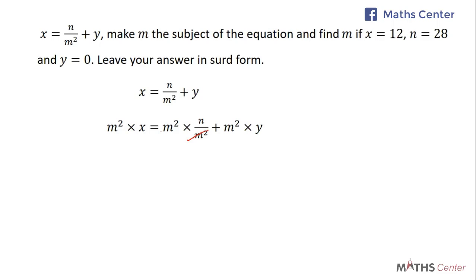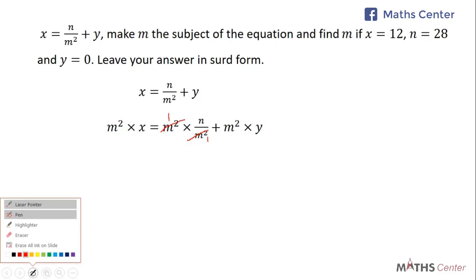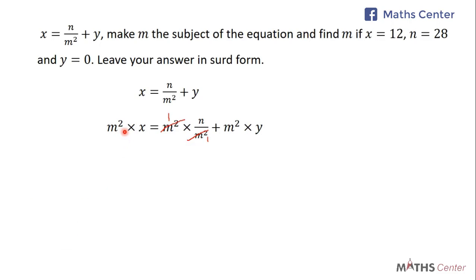So m squared will cancel m squared. So we have taken the fractions out of the equation. m squared will cancel itself here, one m squared cancels the other m squared. Okay, let's continue. So we are going to have m squared times x. We know from algebra that that is m squared x. Now this m squared is gone, so we have 1 times n, which will give us n. Then plus m squared times y. We know from algebra that that one also is m squared y.